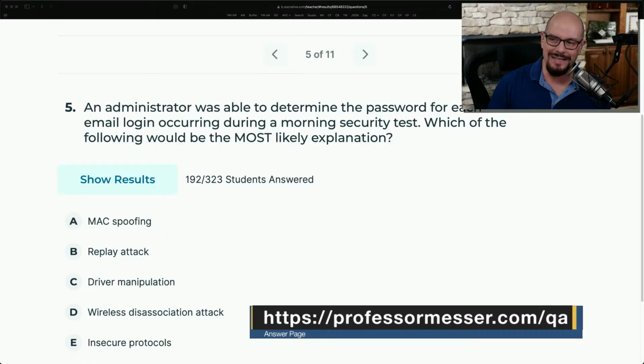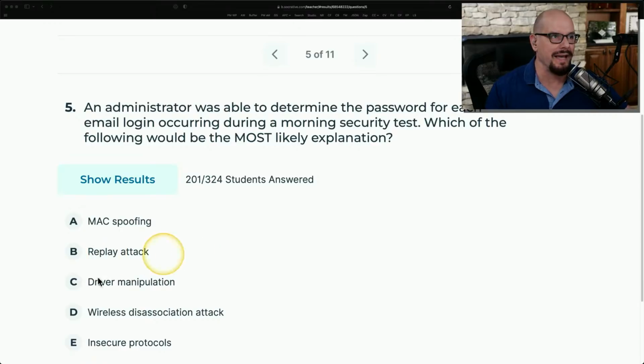Congratulations. Let's see how we did with this question that asked, an administrator was able to determine the password for each email login occurring during a morning security test, which is, by the way, pretty extreme. I did mention that in my first read-through of this. They determined the password for each and every email login during a security test. That's remarkable. So that should lead us down a road. Which of the following would be the most likely explanation? Is it MAC spoofing, replay attack, driver manipulation, a wireless disassociation attack, or insecure protocols?